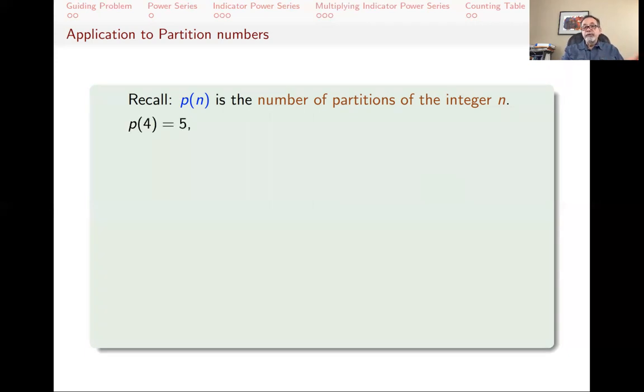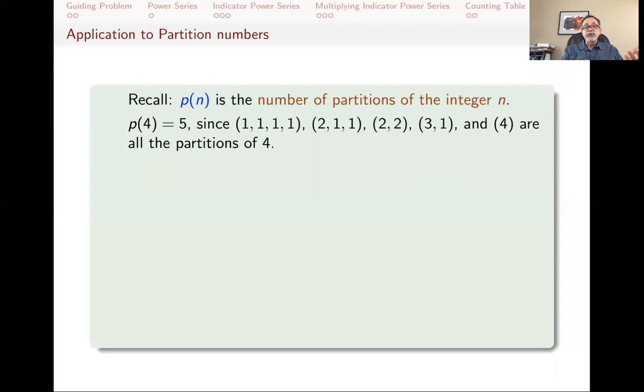Now, P of 4, for example: how many ways can you write 4 as the sum of positive integers? It's 5, because the only ways you can do that are 1 plus 1 plus 1 plus 1, or 2 plus 1 plus 1, or 2 plus 2, or 3 plus 1, or 4. And there are 5 of those. So those are all the partitions of 4, and P of 4 is 5.